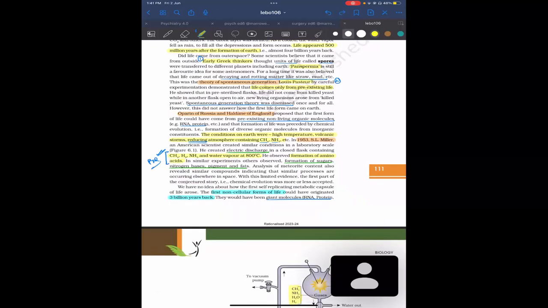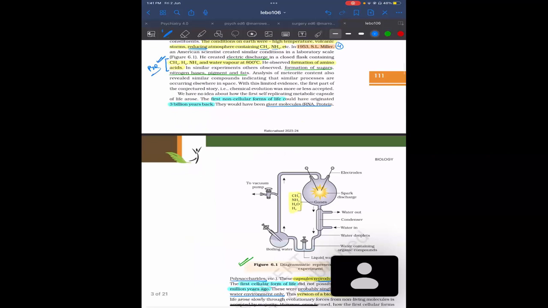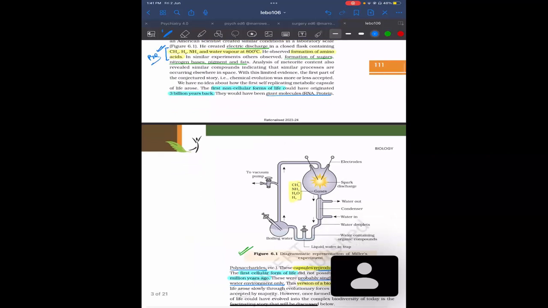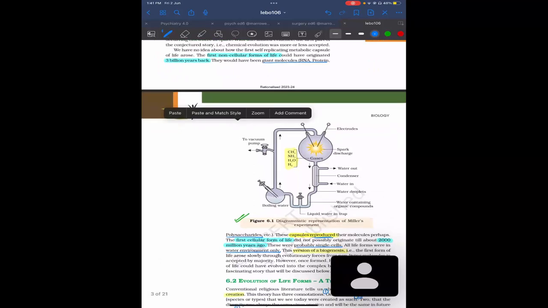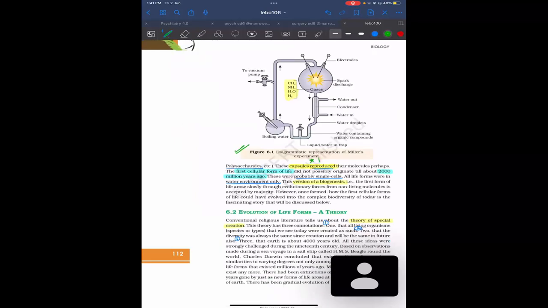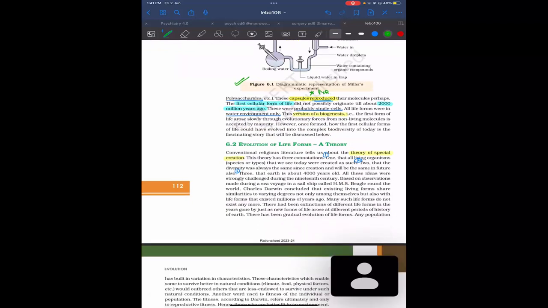Then after that, the first cellular form of life originated 2000 million years back, which was probably single cells, and all these life forms originated only in water. So water is very, very essential for evolution. Abhi jo ye sari evolution ki series hai, is pure version ko bolte biogenesis, ki the first form of life arose slowly through evolutionary forces from non-living molecules.